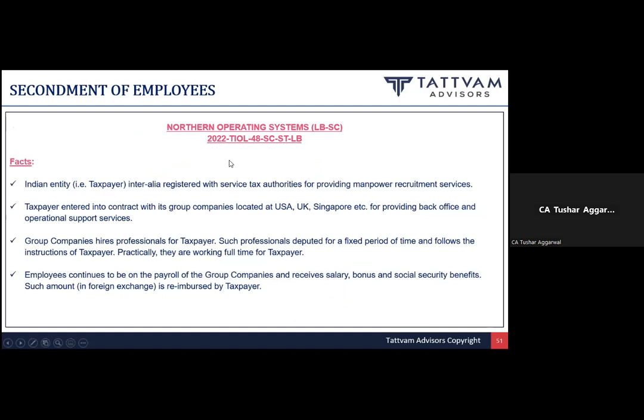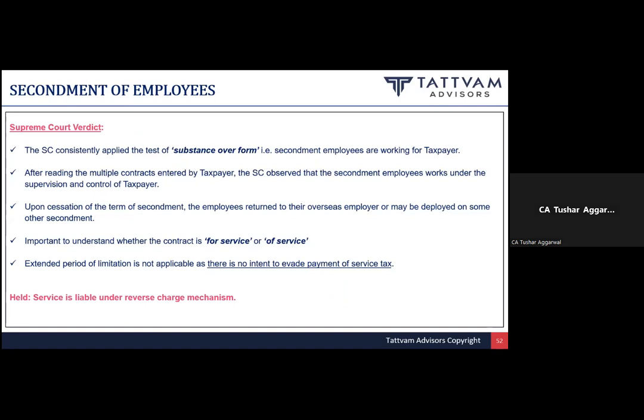So what was the fact in Northern Operating System? There was a taxpayer registered in India, providing back office and operational support services to its foreign counterpart. The foreign counterpart sent certain employees on secondment to the Indian companies. Indian companies were deducting TDS also. They had entered into an employment agreement with the Indian counterpart also.